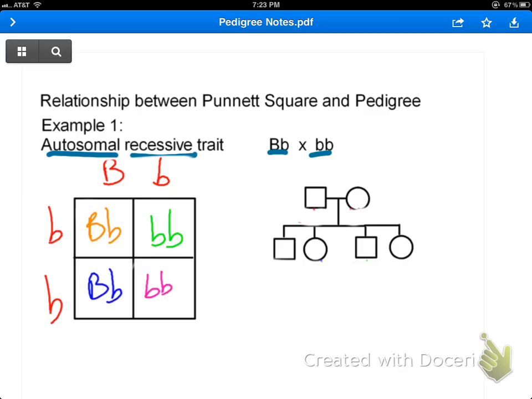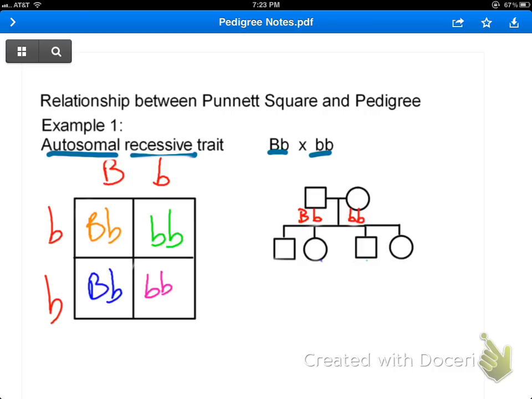Now we're going to take this information and fill it in on the pedigree to the right. Since the mom and dad are not denoted, we're going to randomly choose that the dad is going to be heterozygous and the mom will be homozygous recessive. And underneath the shapes, we write in their genotypes.